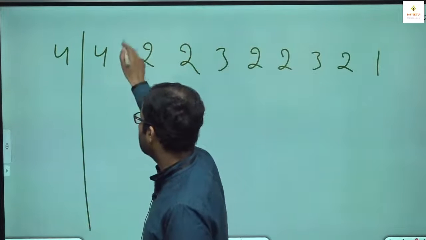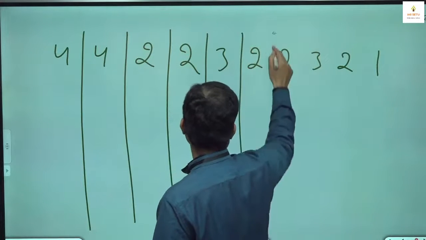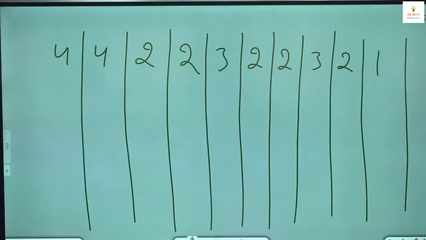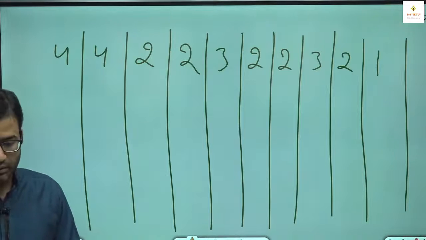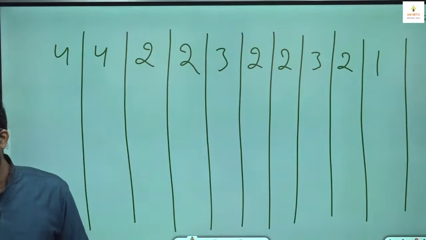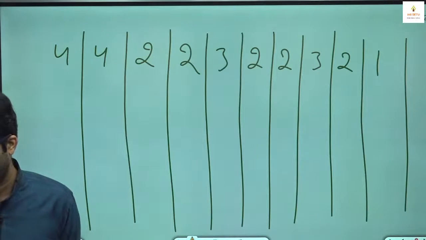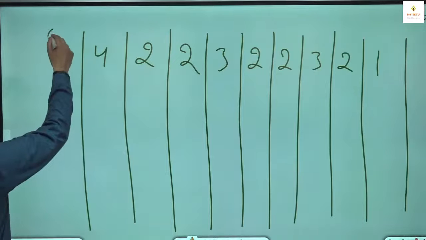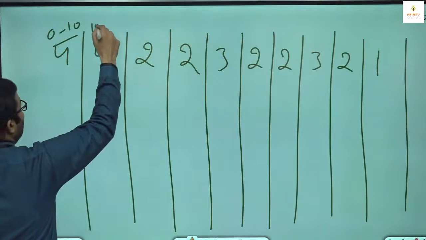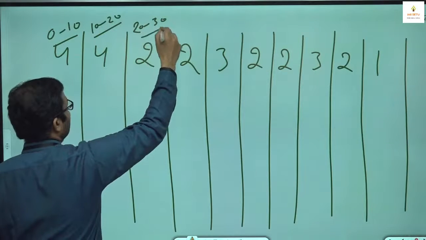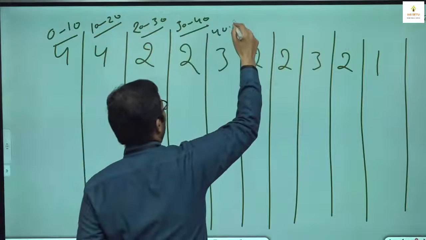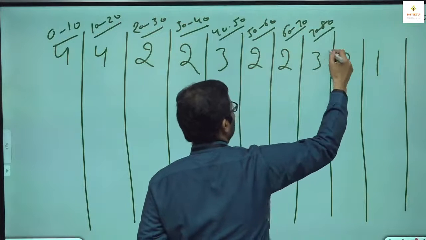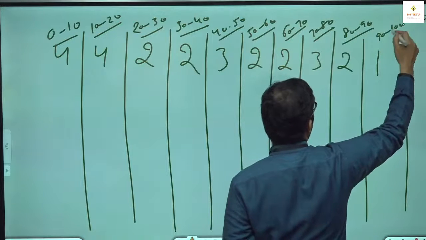So you write, then you draw this line. Here it is 0 to 10: there are 4 prime numbers. 10 to 20, there are 4 prime numbers. 20 to 30, 2. 30 to 40, 2. 40 to 50, 3. 50 to 60, 2. 60 to 70, 2. 70 to 80, 3. 80 to 90, 2. 90 to 100, 1.